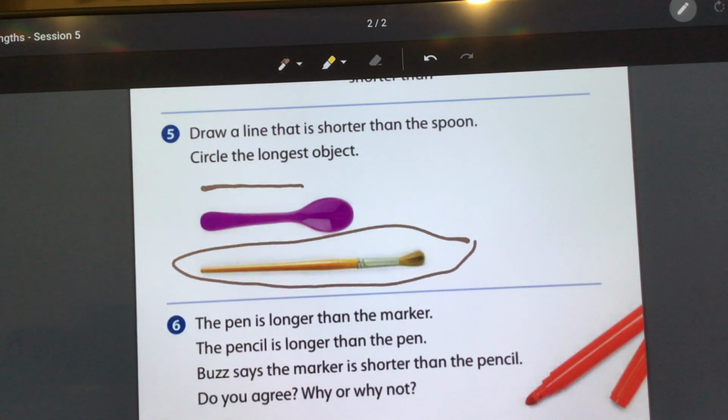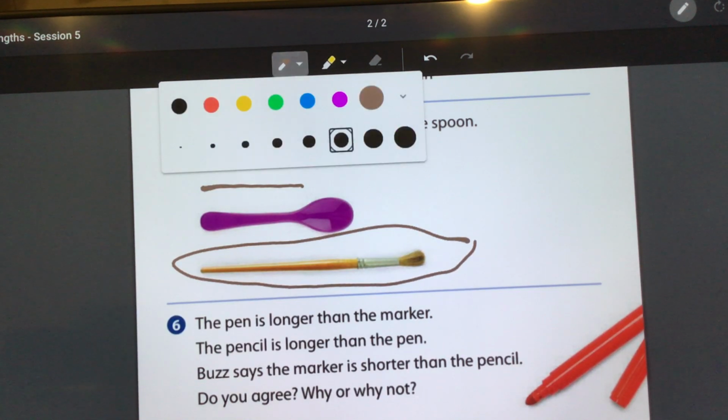Okay, and number 6, the pen is longer than the marker. The pencil is longer than the pen. Buzz says the marker is shorter than the pencil. Do you agree? Why or why not? Well, let's draw a picture, and that will help us answer our question. Here's my line.